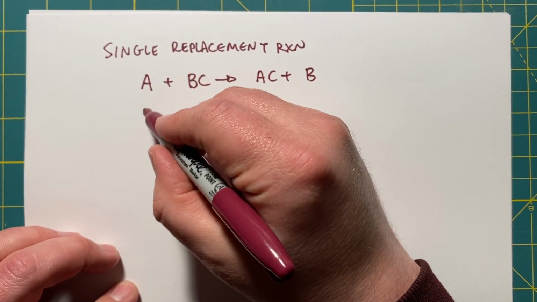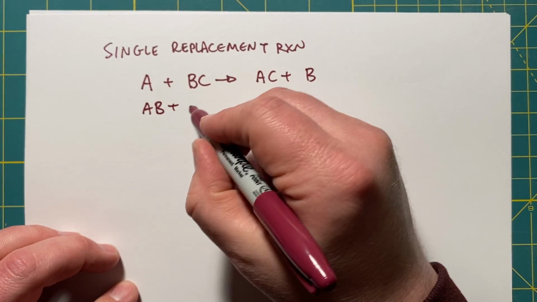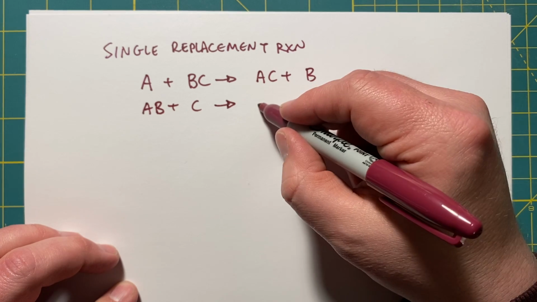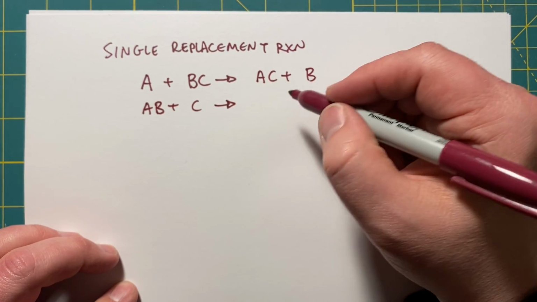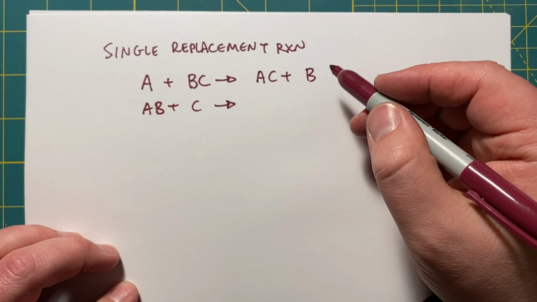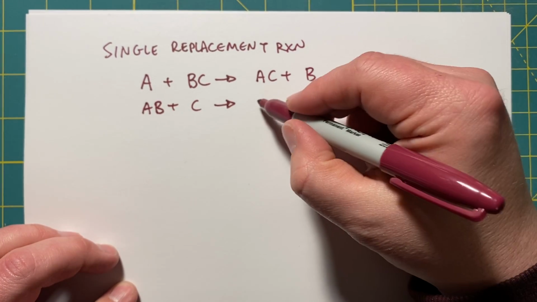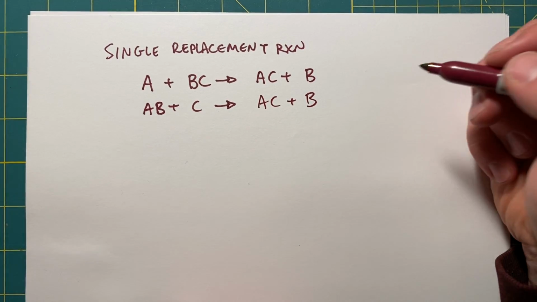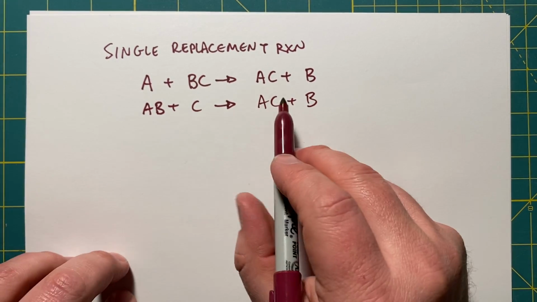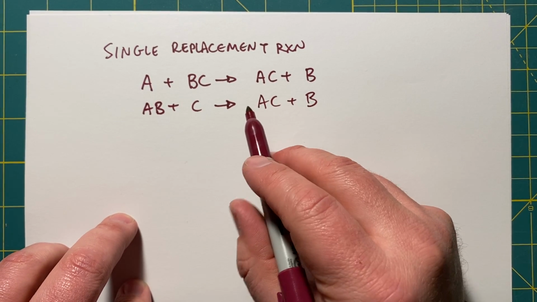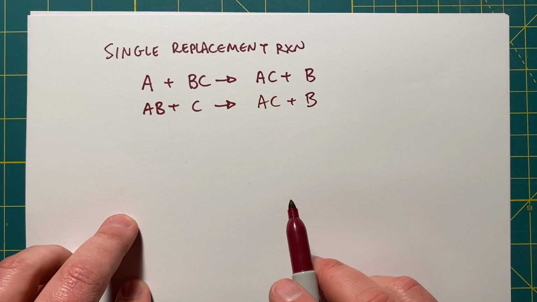So we might have something like AB plus C. It doesn't have to be in this order, of course, but we end up with, in this example, the C displacing the B, and so we end up with AC plus B. I know that the result looks similar. It's because it's a single replacement, but what it's replacing is a little different.